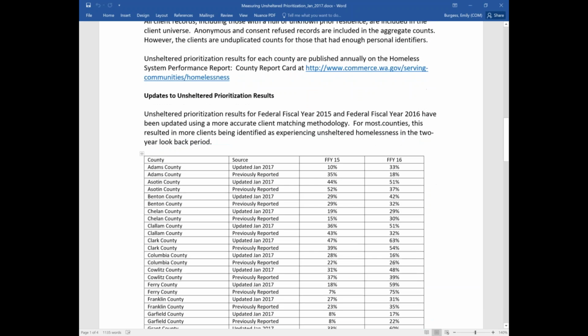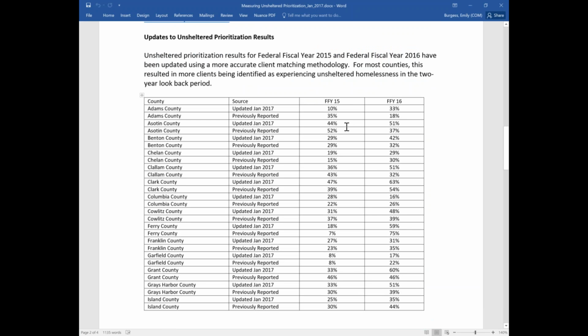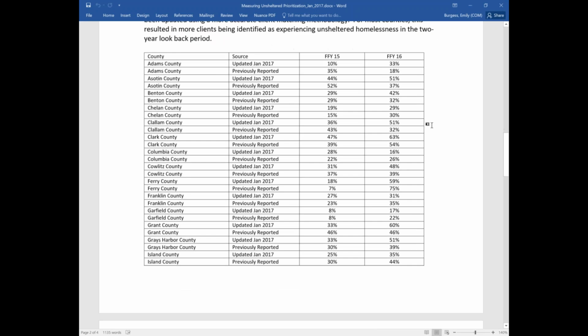And then here in this table, for each county, we have the percentages that were previously reported. I only included the past years on here because the current year is in the report card. And then we have the updated percentages. So you can see there was quite a bit of change after doing the analysis a different way. So all of that information is on here.